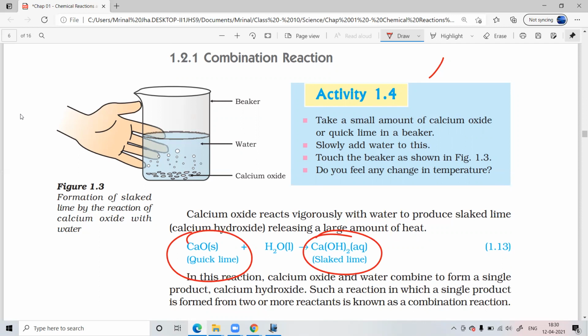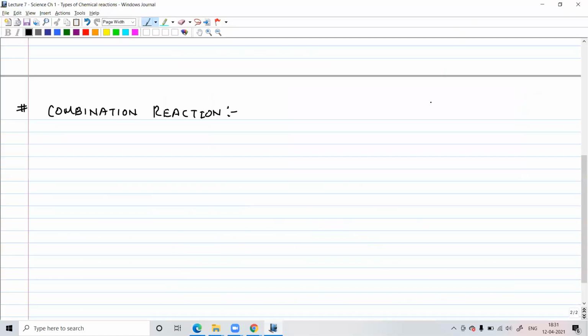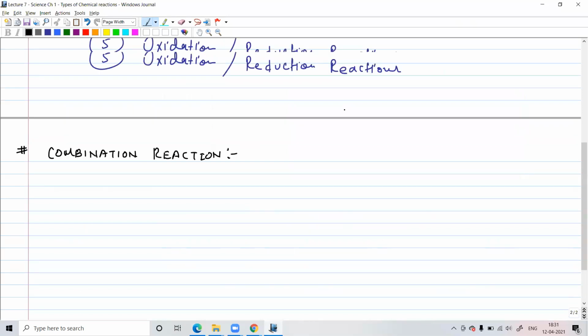So what I'm saying is this activity 1.4 is about taking a small amount of calcium oxide, which is also called quicklime in general language. So remember this name, quicklime is calcium oxide. You should be aware of this name, okay? You might get questions based on this. Instead of giving you calcium oxide, they may ask you to write some reaction based on just this name, quicklime. Okay, so everyone, from now on, should remember that calcium oxide is quicklime.